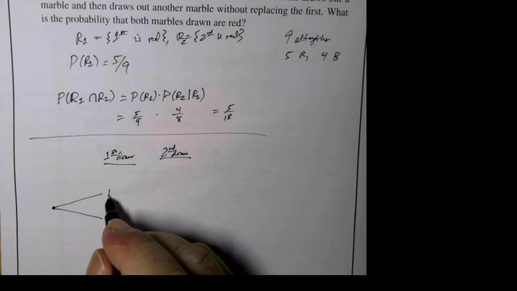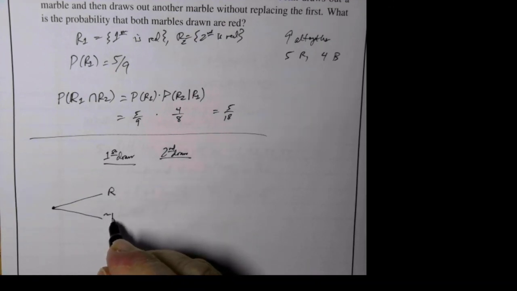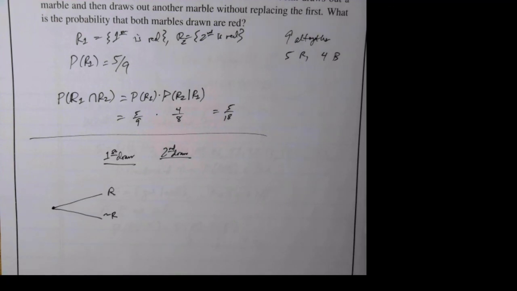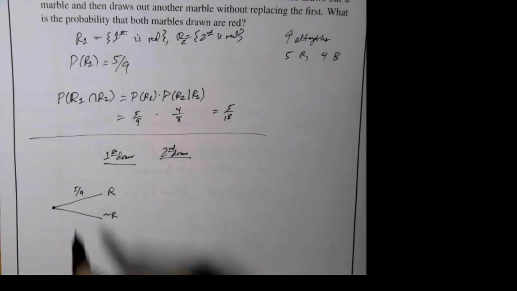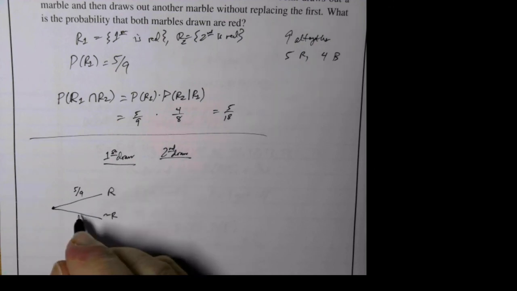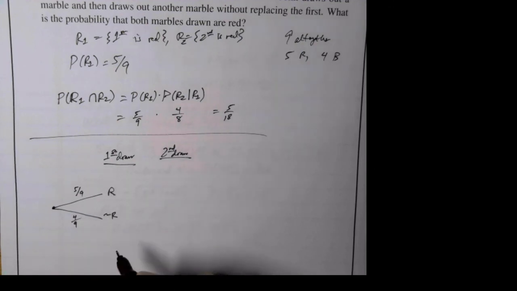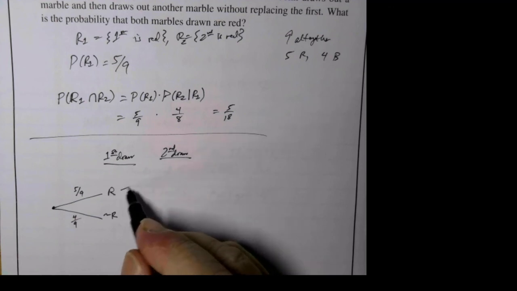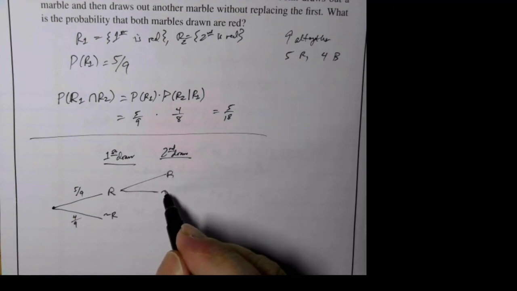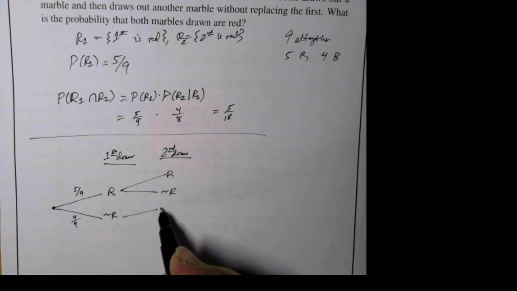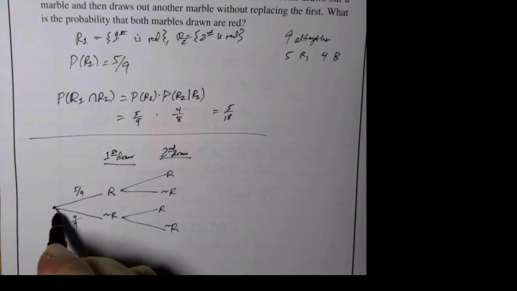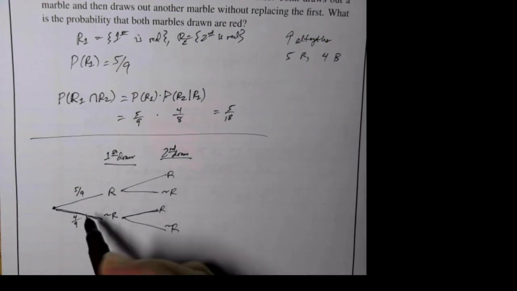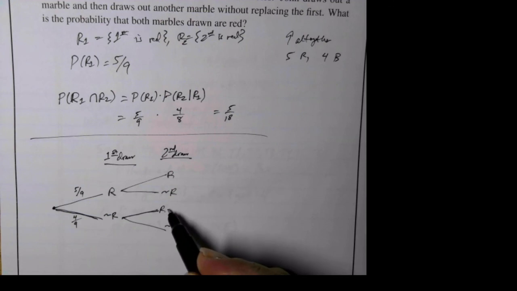Now on the first draw, you can either get a red marble or not get a red marble, which I'm going to symbolize that way. And on the first draw, there are 9 marbles, of which 5 are red, so I can label this branch with 5/9, the probability of drawing a red. And then this would, of course, be 1 minus that, or 4/9. On the second draw, I can either get a red marble or not. This path right here would represent not getting a red on the first, but getting a red on the second.